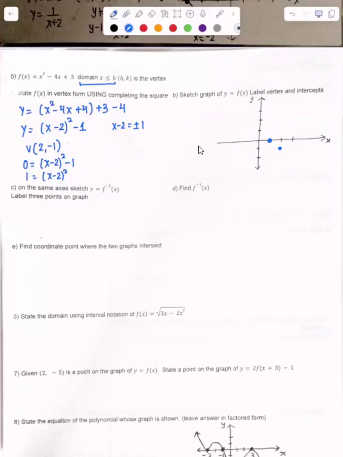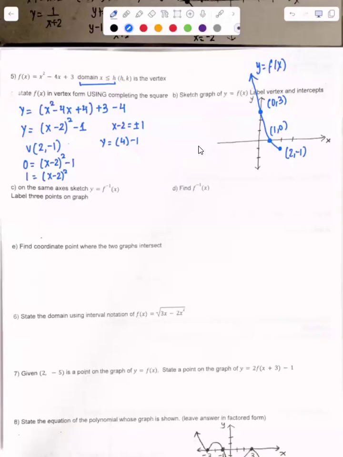Let's plot the y-intercept. We plug in x is 0. So that's 4 minus 1, that's at 3. And that should be enough. So 0 comma 3, 1 comma 0, and the vertex was at 2 comma negative 1. Starting from here, you go, and don't forget the arrow up there. Okay, and you should label this as the graph of f of x.